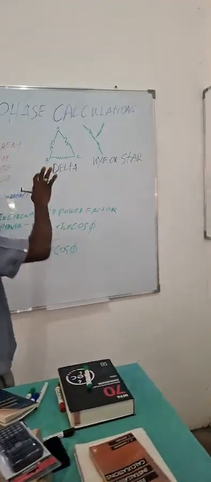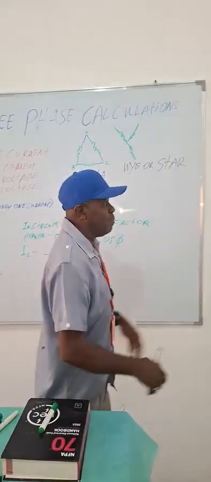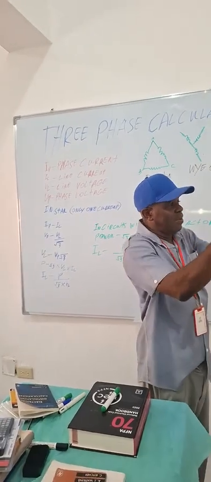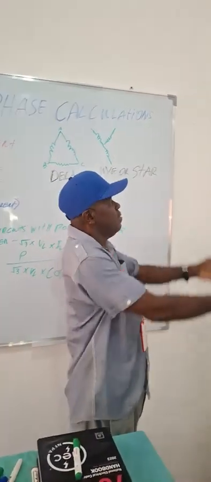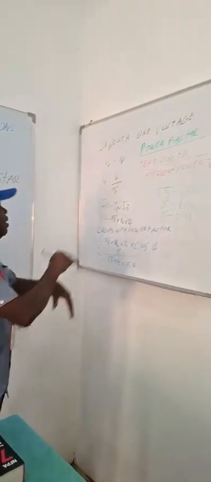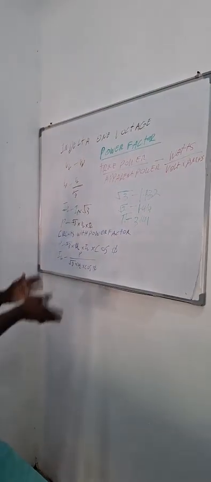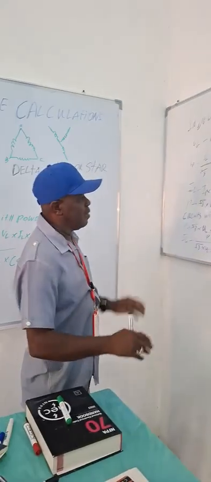So until next time, this is what it is for three-phase calculation in star and delta systems. Electricians out there, get familiar with them and apply them. When you take the exam, they have the calculations, so apply the formula, do your transposition and manipulation, and get the correct answer.